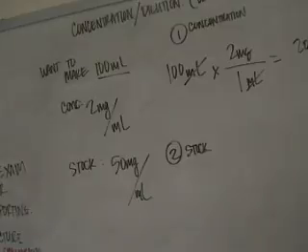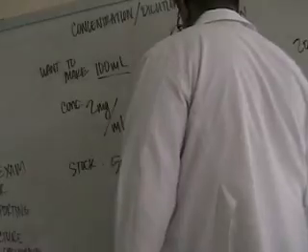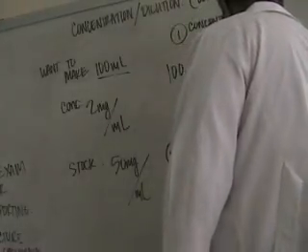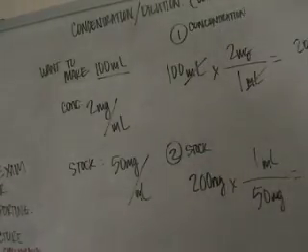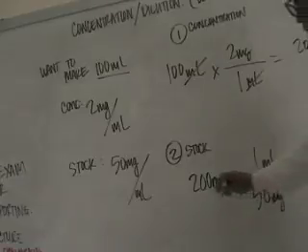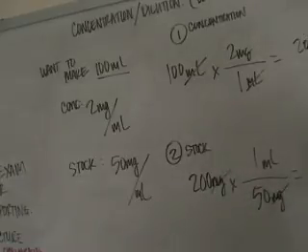Now the thing is, I have a stock solution of 50 milligrams per ml. So how much should I use? How much of that stock solution am I going to put in a 100 cc bucket? So I start off with my 200 milligrams, times 1 ml per 50 milligrams. 200 divided by 50 is 4 ml.